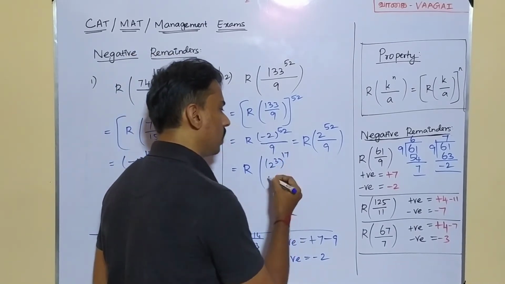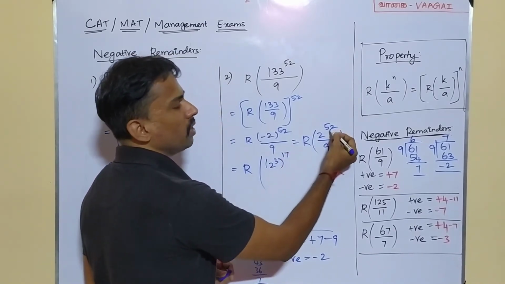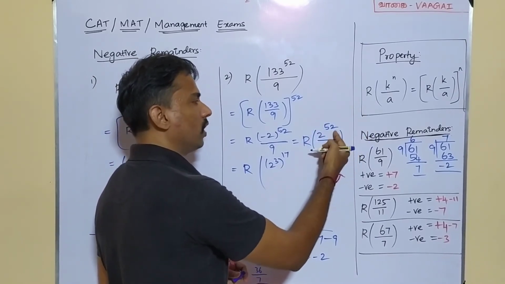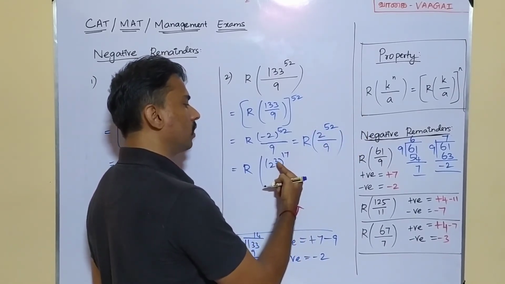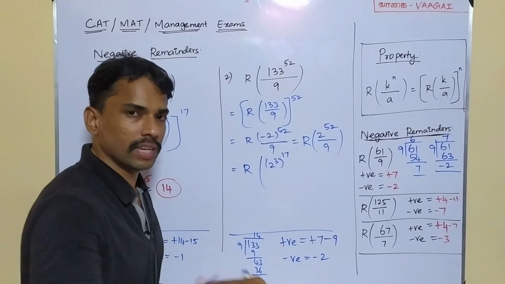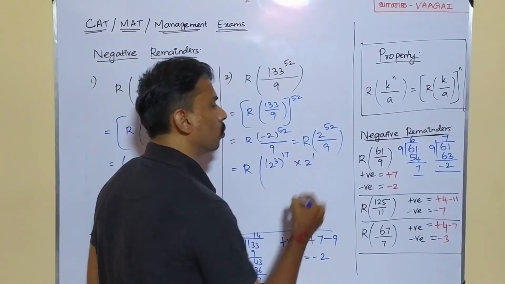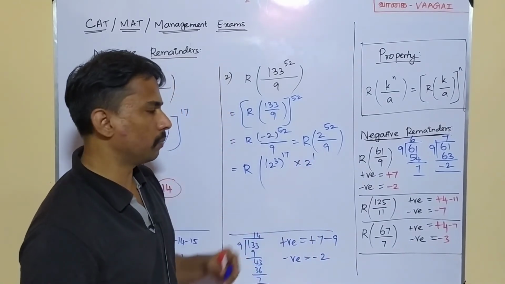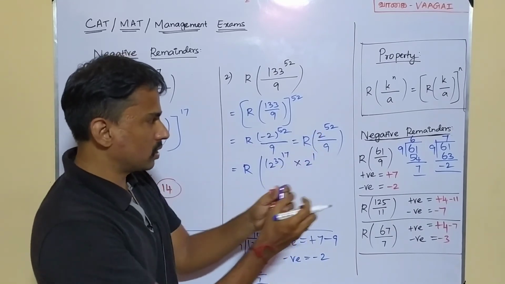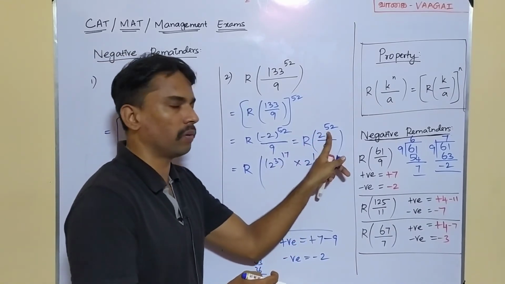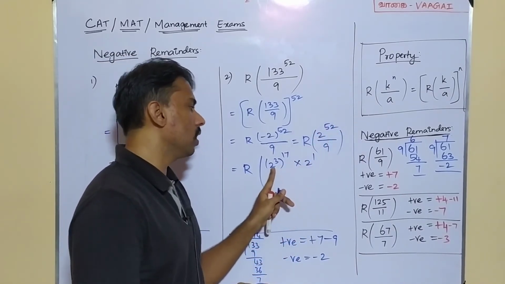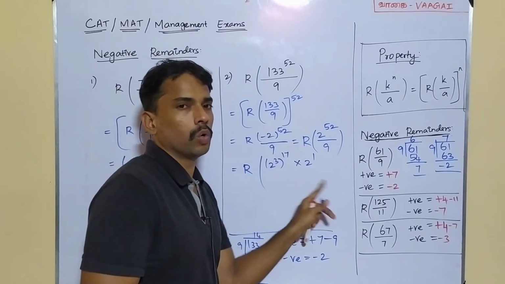So 3 into 17 will give me 51. So I've got 52 here. Maximum I can go up to 2 power 3 power 17. Okay. And still I will be left with one more 2. That is 2 power 1. I hope this step is clear to you. I'm just collecting and taking as many 2 cubes from this 2 power 52. So I'm ending with 2 cube power 17 into 2 power 1.